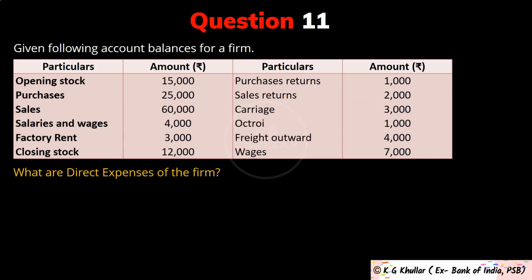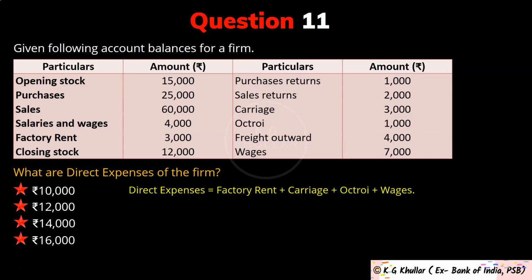Next question is, what are direct expenses of the firm? And the options are given to you. Friends, let's aggregate all the direct expenses from the data given. Now direct expenses are factory rent, carriage, octroi and wages. Now those of you who are confused about what octroi is, friends, octroi is basically charged at the point of entry of goods into a local area of consumption, use or for sale in that area.